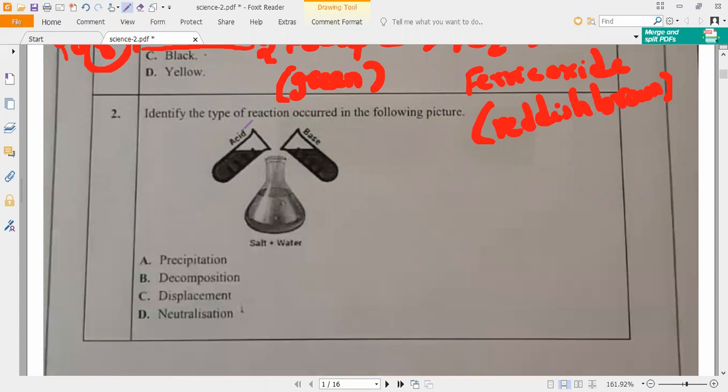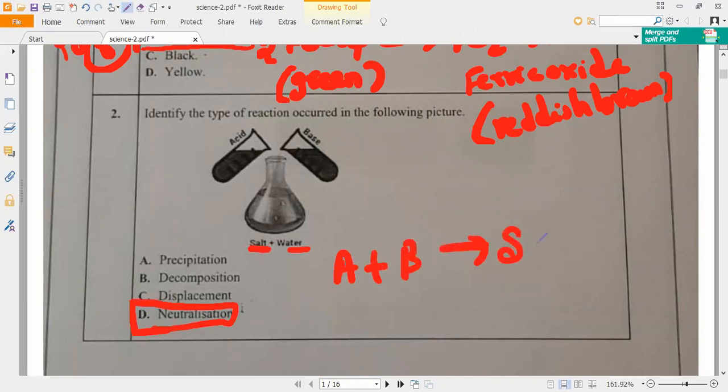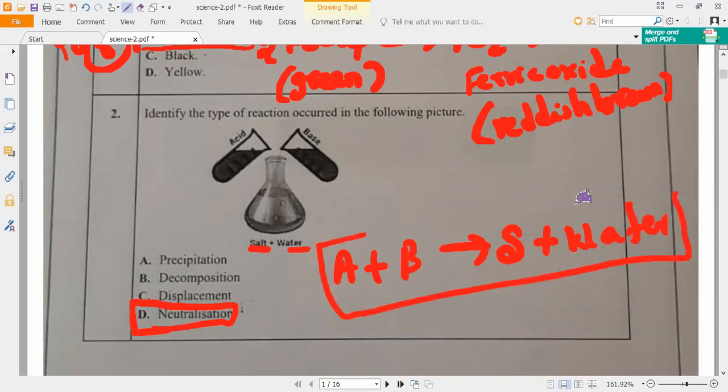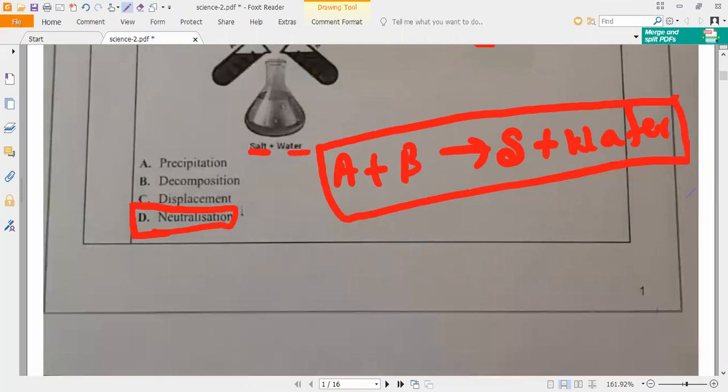Next, identify the reaction occurred in the following picture. Acid plus base gives salt and water. What is that? Neutralization reaction. It is a direct question. As we know, acid plus base will give you what, guys? Salt plus water. What should we call this? What is this called? Neutralization reaction. That is what you have to remember.